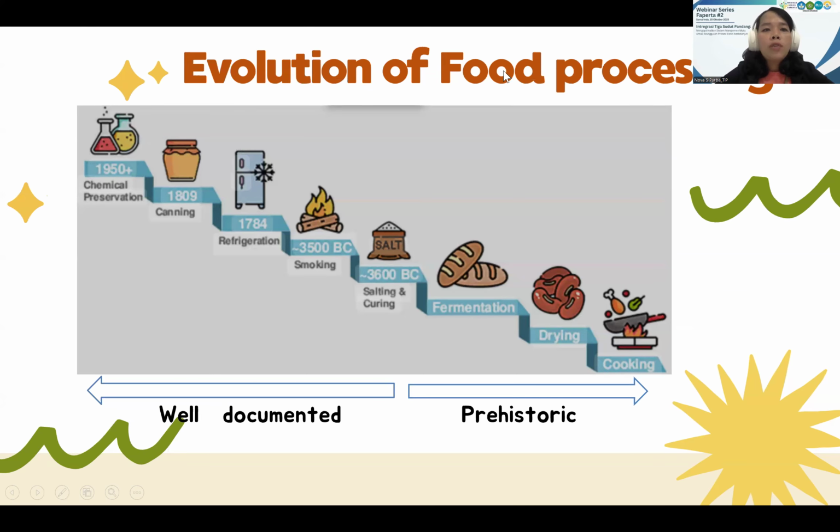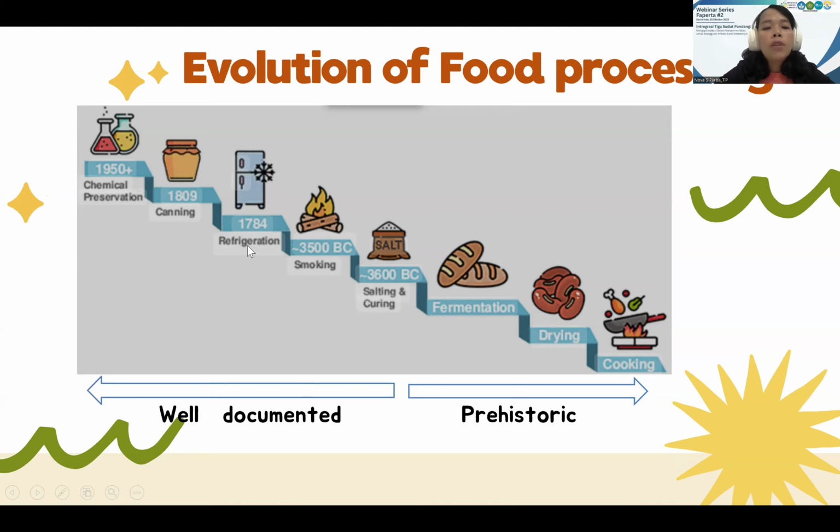Look at this picture for the evolution of food processing. During the 1950s, it is well documented by chemical preservation. They already used chemical preservation to keep the food safe. And they also already used canning during these years, and they kept the food.